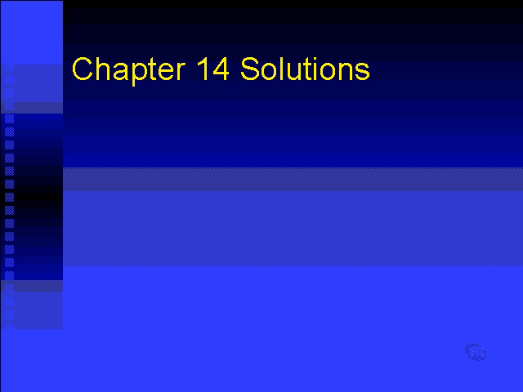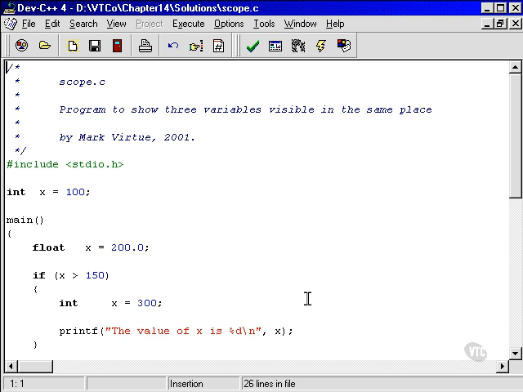Here are the solutions for Chapter 14 on scope. This is scope.c. This is the program I'm going to use to solve the exercise on how to get three variables visible in the same place, or at least theoretically visible in the same place. There's a few ways of doing this. This is the way I've chosen to do it.